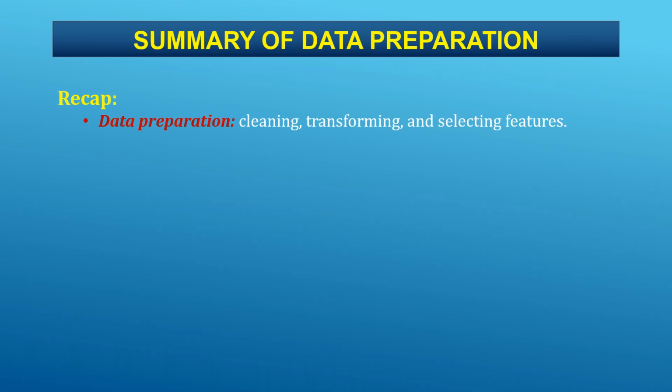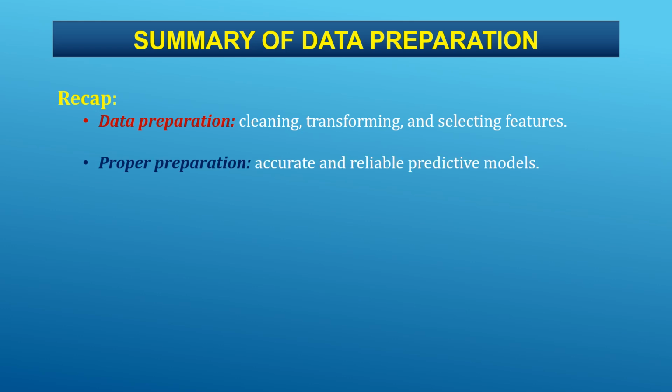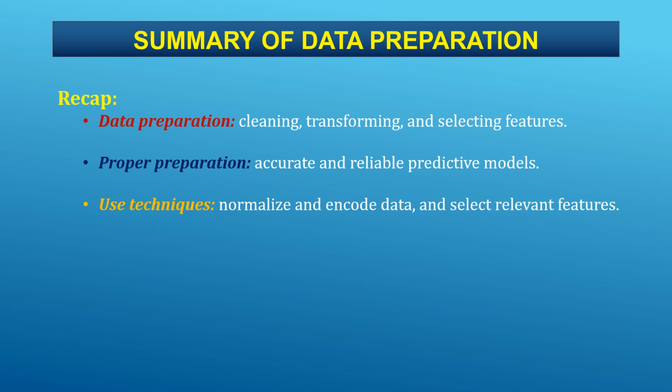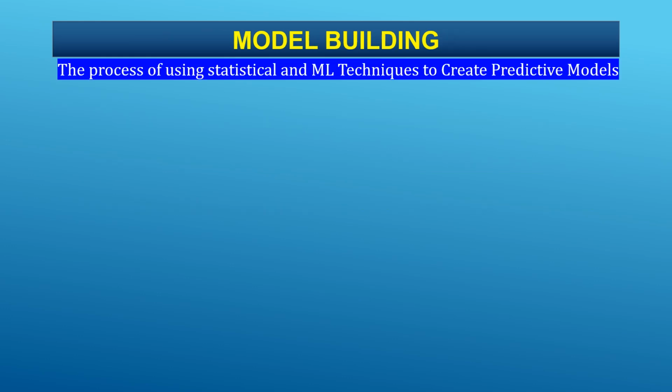Summary of data preparation. Recap: data preparation involves cleaning, transforming, and selecting features. Proper preparation is crucial for accurate and reliable predictive models. Use techniques to address data issues, normalize and encode data, and select relevant features. Model building: the process of using statistical and machine learning techniques to create predictive models. This involves selecting and training algorithms to predict future outcomes based on historical data.